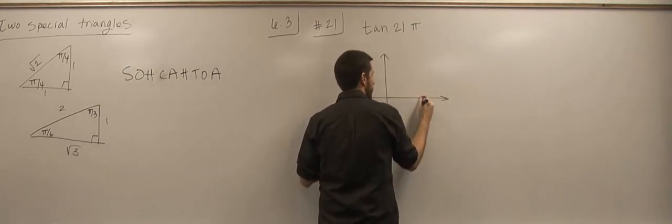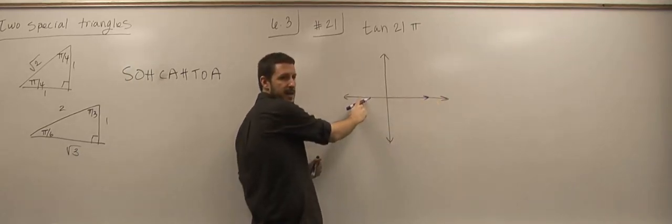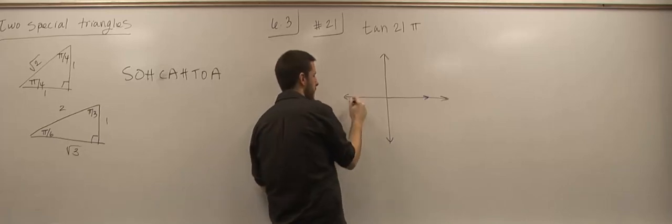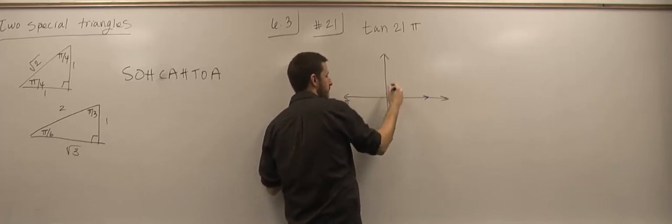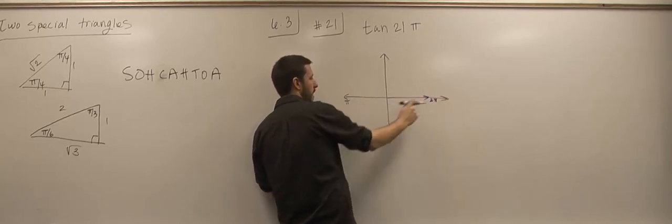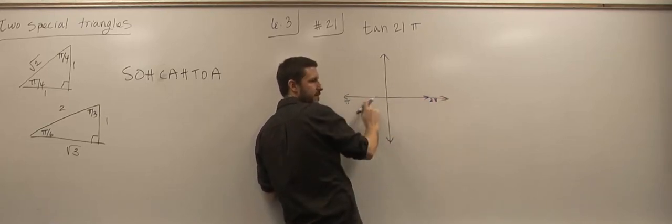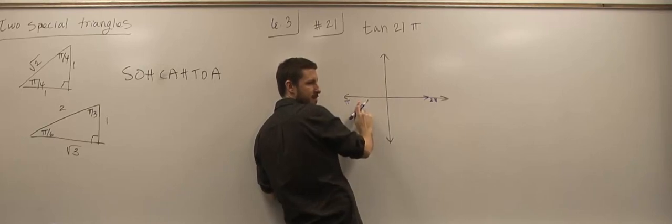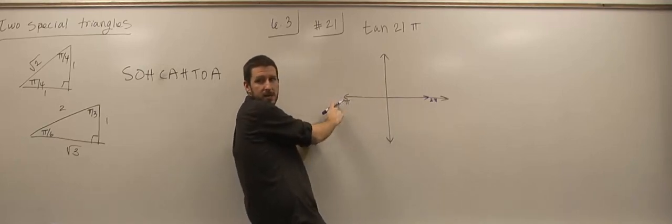Where's 1 pi land? Right here on the negative x-axis, right? So this would be 1 pi. Then if you keep going around, this would be 2 pi. Starting from here, 0, 1 pi, 2 pi, 3 pi, 4 pi, 5 pi, 6 pi, 7 pi. You see the pattern? All the odd pi's land here.